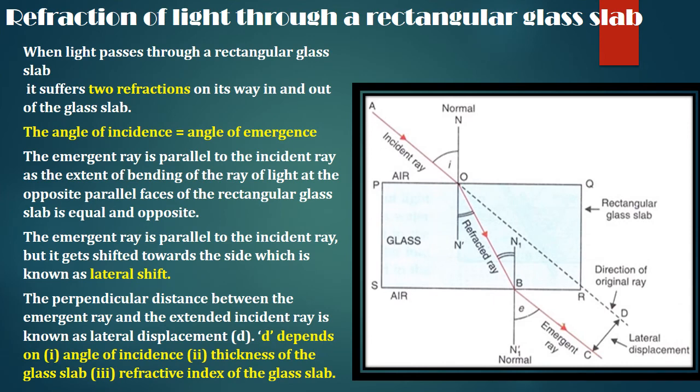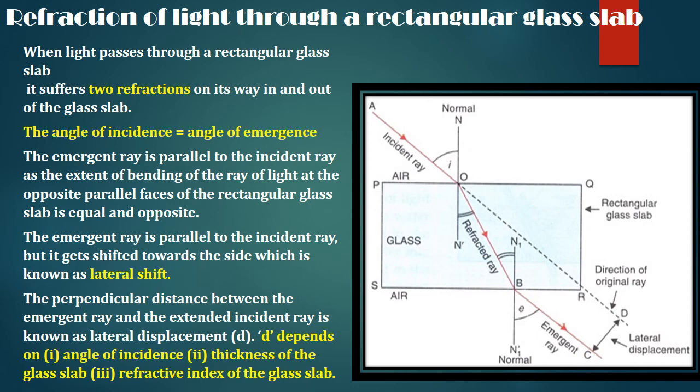Let us understand the refraction of light through a rectangular glass slab. A ray of light AO is incident from air onto a rectangular glass slab PQRS at point O. So we have to do it as a lab activity. Let us just understand the theory part now. So when light passes through a rectangular glass slab, it suffers two refractions, at point O and at point B, on its way in and out of the glass slab.